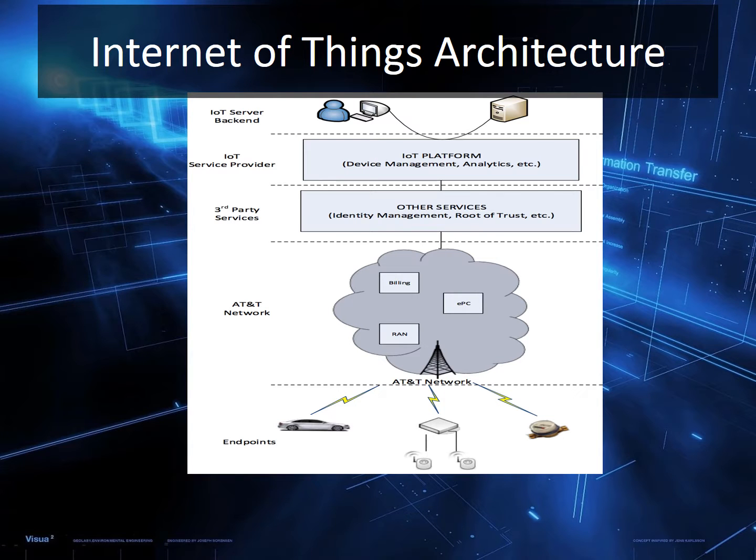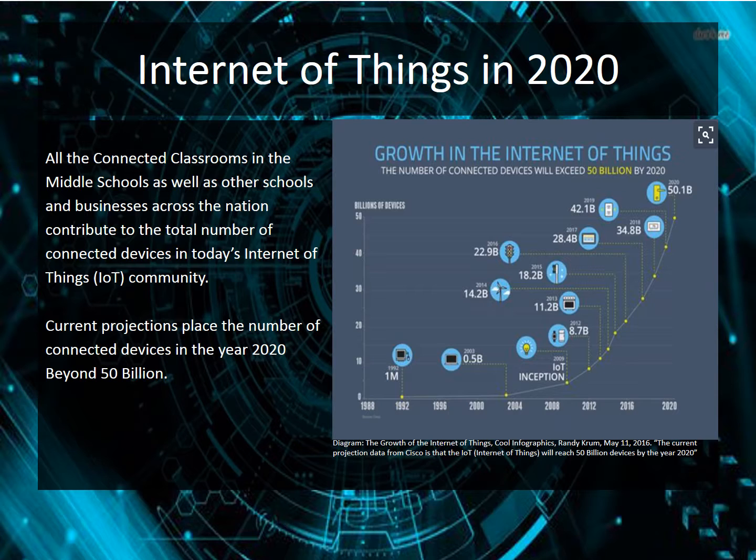Here is an overview of the typical IoT architecture. The item being used, located at the bottom, is connected to a network, say with AT&T, which connects to third-party services that address identity management, root trust, etc. From here, the IoT service provider is linked into an IoT platform where device management is addressed typically by a back-end server.